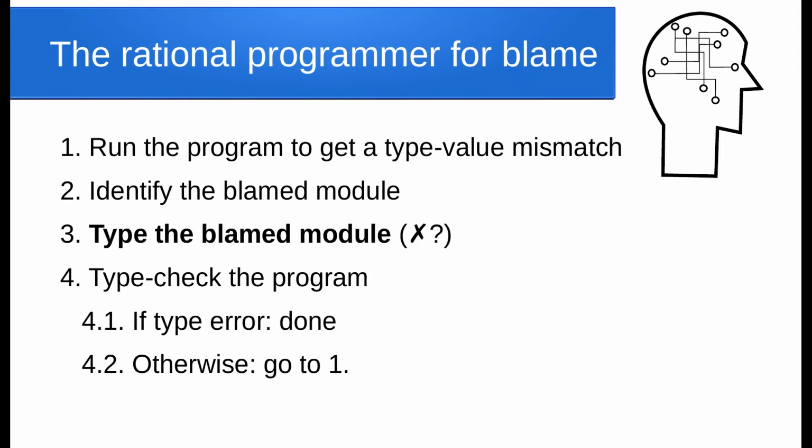And if it doesn't eventually get a type error, then we'll get stuck here, trying to type the blamed module, perhaps because it's already typed, as we'll see later. If this happens, the rational programmer fails to locate the mismatch. And so these 2 steps form the possible success and failure termination conditions for the simulation.